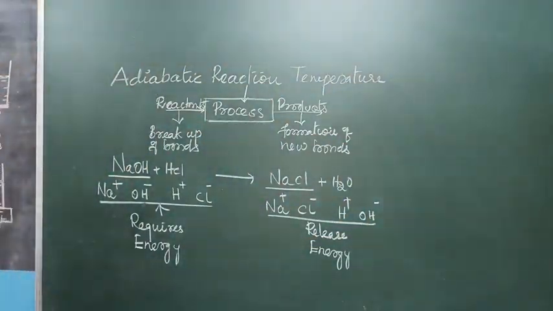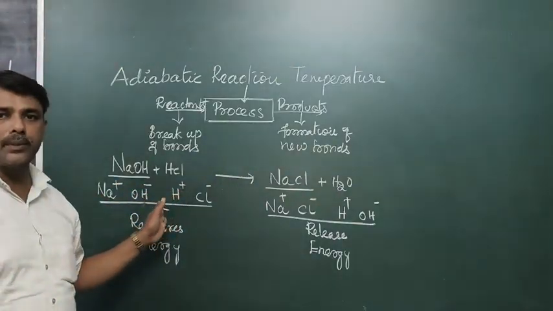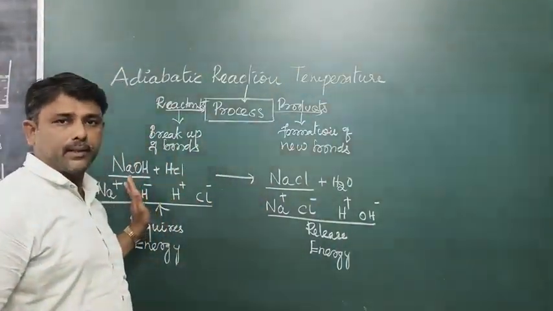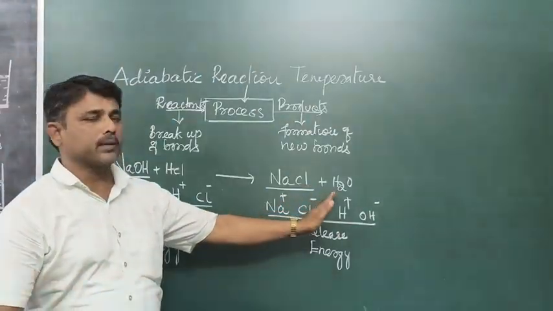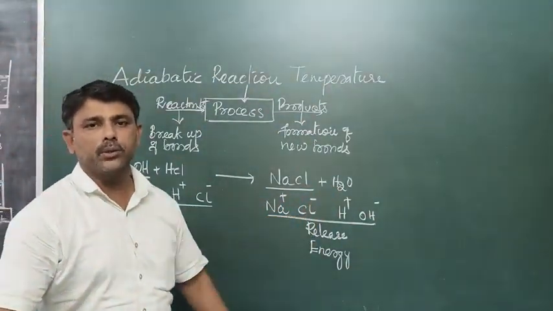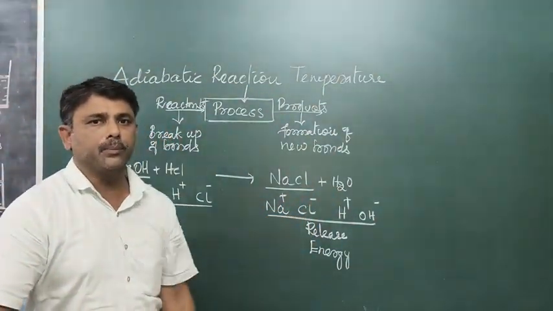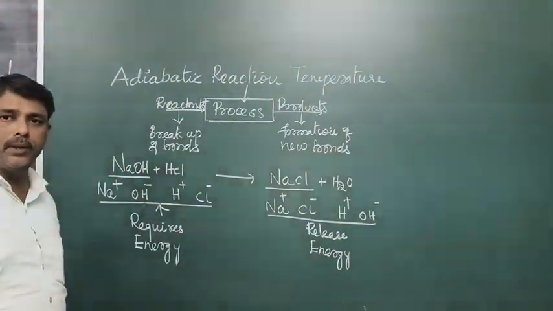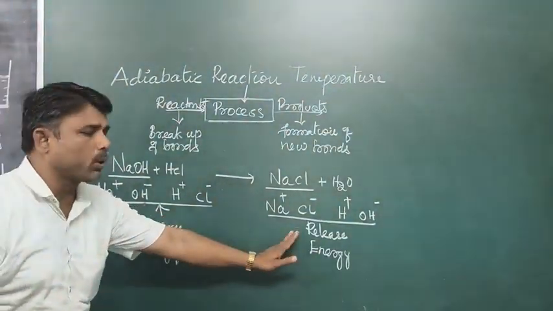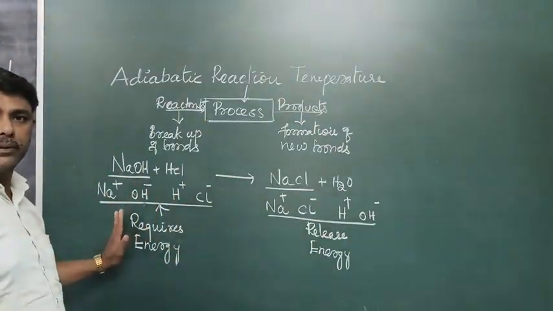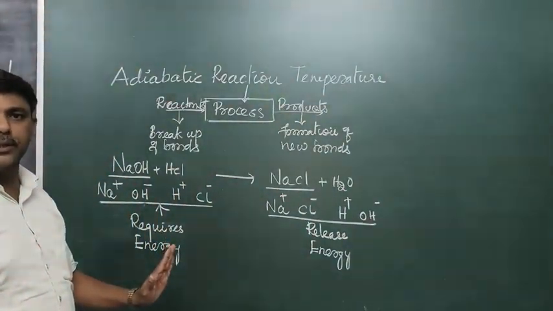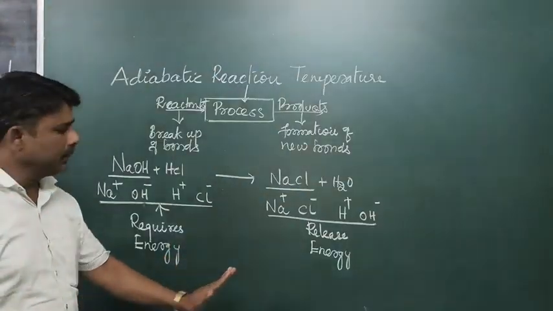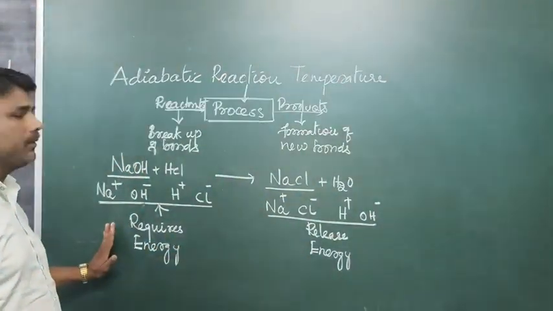Okay. So on the reactant side there will be an enthalpy change, and similarly on the product side there will be an enthalpy change. Now my question is, what about the net enthalpy change? Net enthalpy change is the difference between the enthalpy of product and the enthalpy of reactant.